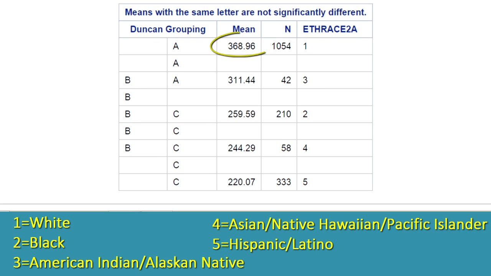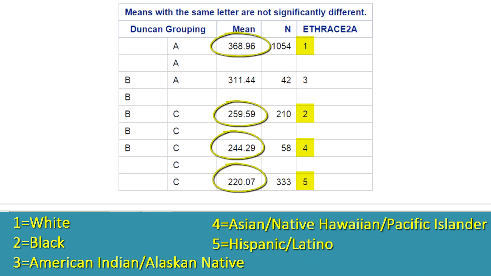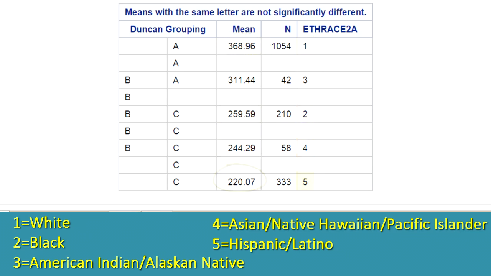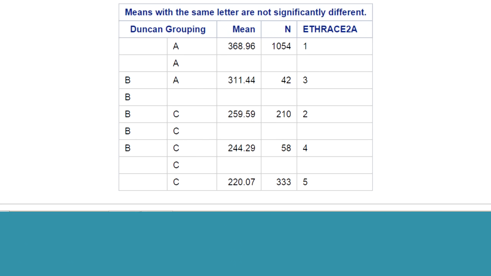Group 1, which indicates white ethnicity, smokes significantly more cigarettes per month than ethnic groups 2, 4, and 5, that is, Black, Asian, and Hispanic or Latino. Group 3, American Indian and Alaskan Native, smokes significantly more per month than Group 5, which is Hispanic or Latino. Notice that some of the means have more than one letter next to them, so you need to be careful and follow the rule that means that share even one letter in common are not significantly different from one another.